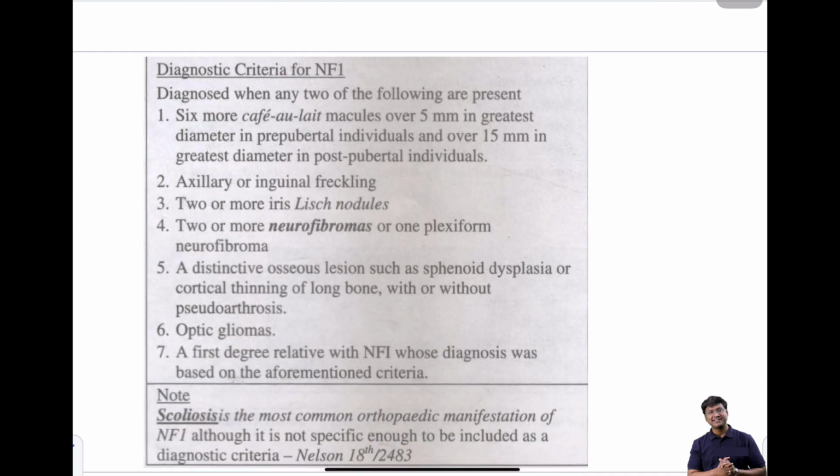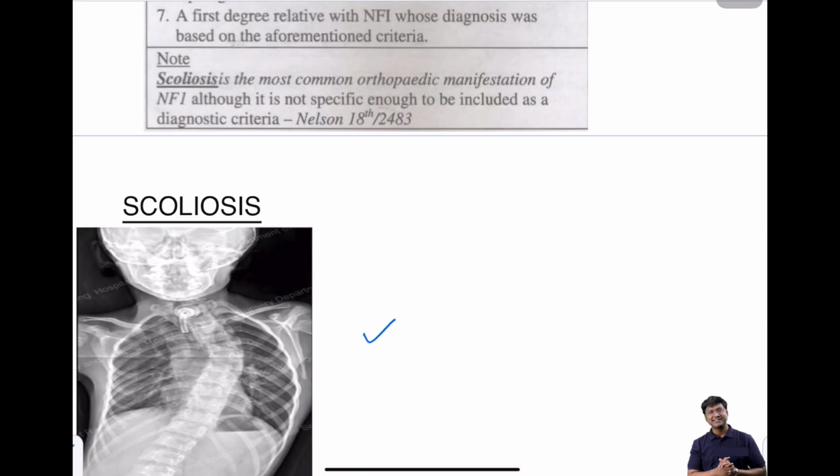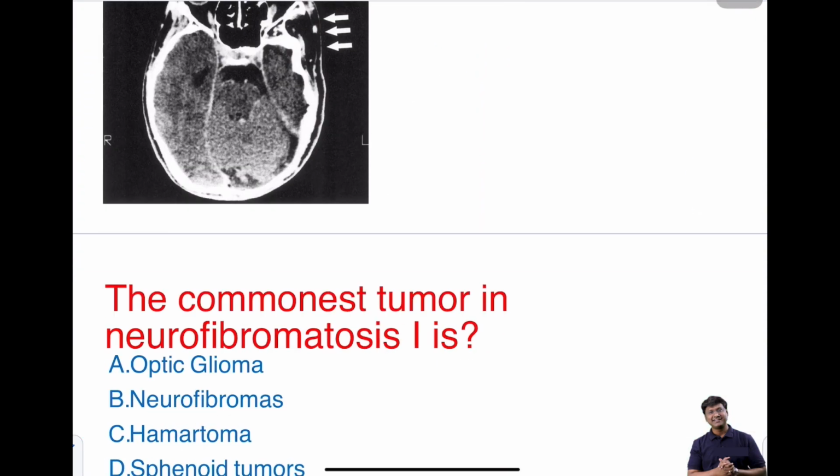Out of these, how many should be there? There are totally 7. Out of these, at least 2 should be there for diagnosis of neurofibromatosis type 1. So this completes the discussion of the 5 important clinical scenarios related to today's INI-CET revision series.